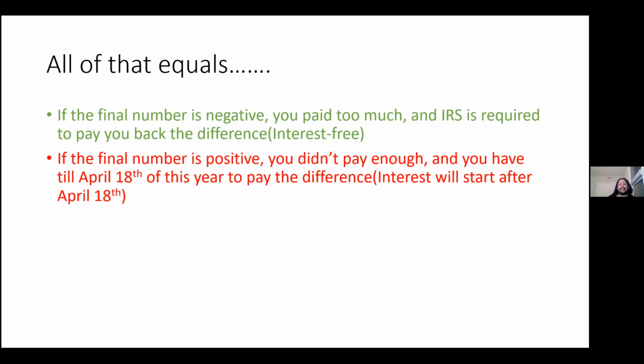If the final number is positive, however, you didn't pay enough, and you have till April 18th this year, usually the 15th, but because it falls on a weekend, it's the 18th, to pay the difference, and interest will start at April 18th. I get a lot of questions: if I ask for an extension, will I pay interest on it? The answer is yes. Will you pay a penalty on it? No. But if you don't get an extension and you owe money after April 18th, then penalties start. If you get an extension, you don't have to pay the penalty, but the interest still goes. Some people don't know that.